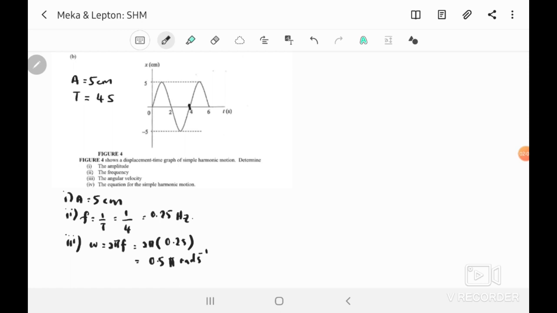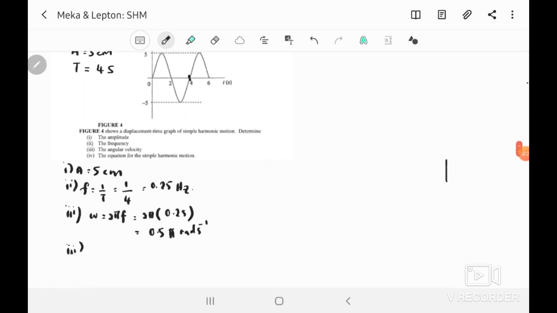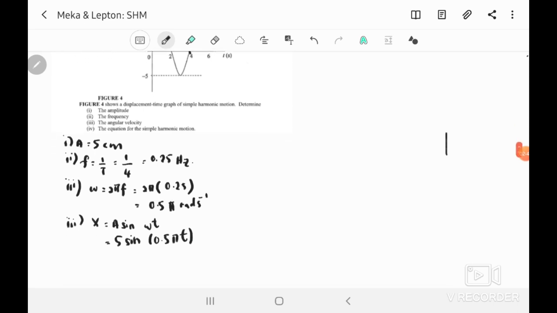The equation for simple harmonic motion. So, general equation kita apa? X equal to A sine omega t. A kita 5, omega is 0.5 pi t. Okay, betul dah ke tu? Dah ke? Okay, belum lagi. So make sure we write the unit. Where x in cm and t in second. Okay, settle for question.